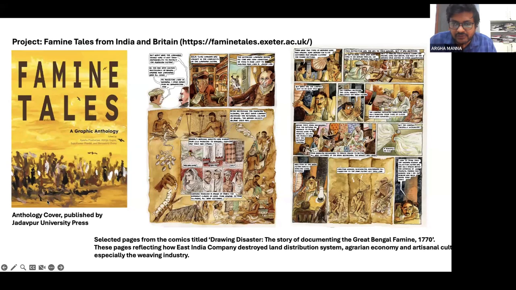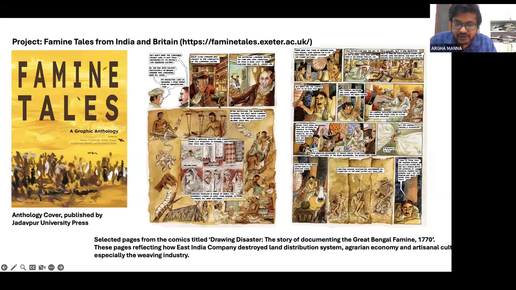Then they thought, for education purposes, that kind of huge material cannot reach common people. Of course they produced a very good digital archive, but it would still be very tempting for common people to read all the research papers and other archival materials. So then they thought, let's make a graphic anthology, and I started working on that.